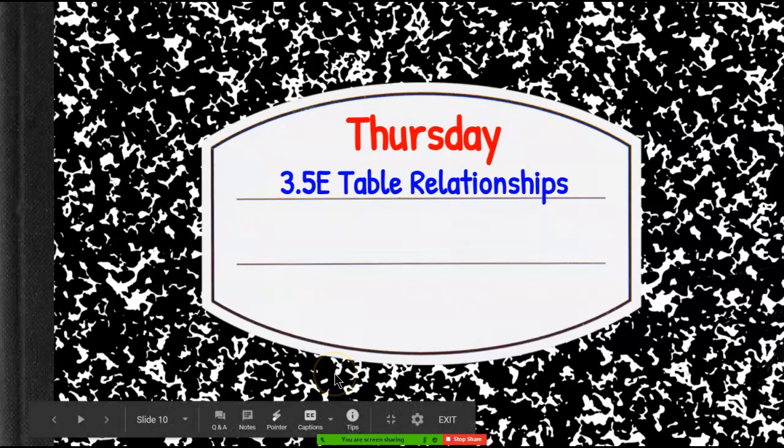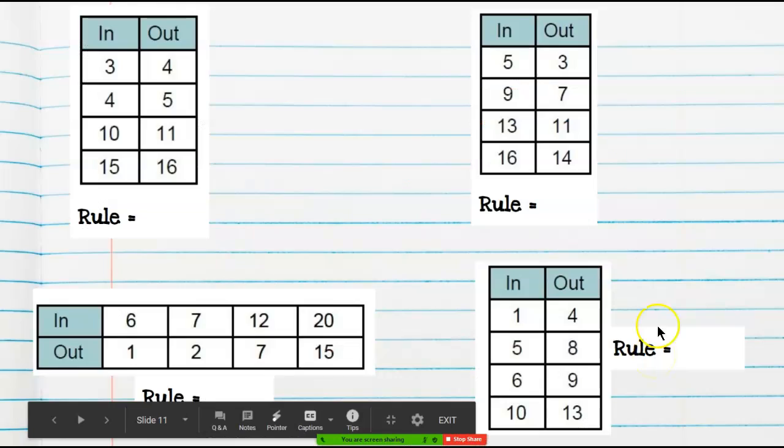We are going to keep talking about table relationships, in and out boxes, and then we are also going to review another type of graph. Okay, so here we have our in and out boxes.